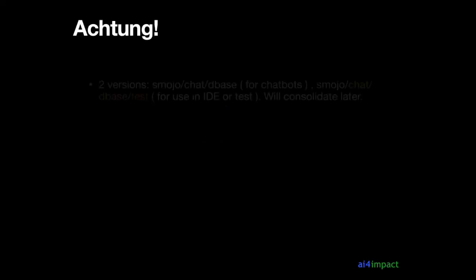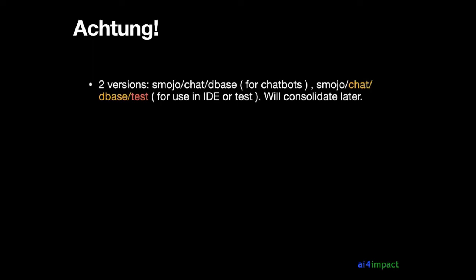It's very simple. There are some things that you need to pay attention to. There are actually 2 versions of Smojo Chat Database. There's the basic one, which is for chatbots, which you should use on your chatbots itself when you publish. But when you test it or use the system in the IDE, in the AutoCAD IDE, you can't use Smojo/chat/database. We will try and consolidate these 2 later on. You need to use instead /database/test. So the /test is important.